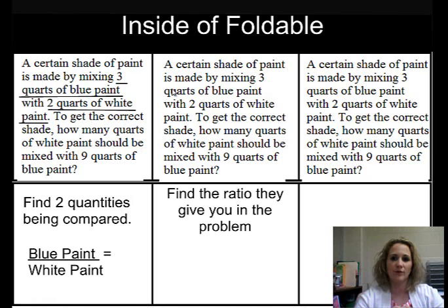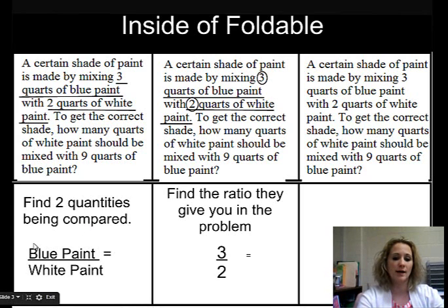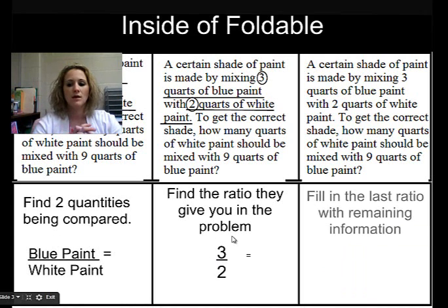So here we're going to find the ratio that they give you in the problem. They give you 3 quarts of blue paint and 2 quarts of white paint. So that's going to be our ratio. Now if I had put white paint on top, then my 3 would not be on top. The 2 would. So since it said 3 quarts of blue paint, and on this side I put blue paint on top, then I put the 3 on top here.